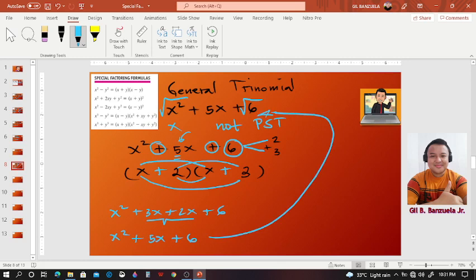Okay? So therefore, our final answer, the factor of x squared plus 5x plus 6, is x plus 2 times x plus 3, or x plus 3 times x plus 2. Oh guys ha, wag malito. It's okay if you write 3 first followed by 2 or 2 first followed by 3. So okay lang yon, since in multiplication we have the commutative property. Okay, that's basically the general trinomial.